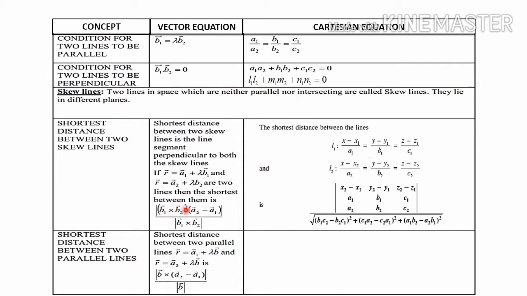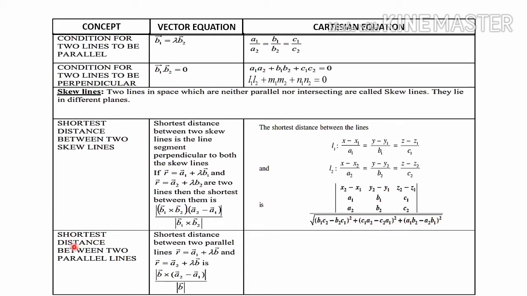Modulus of b1 cross b2 dot a2 minus a1 divided by modulus of b1 cross b2, and the Cartesian form is determinant x2 minus x1, y2 minus y1, z2 minus z1, a1 b1 c1, a2 b2 c2 divided by root of b1 c2 minus b2 c1 the whole square plus c1 a2 minus c2 a1 the whole square plus a1 b2 minus a2 b1 the whole square.